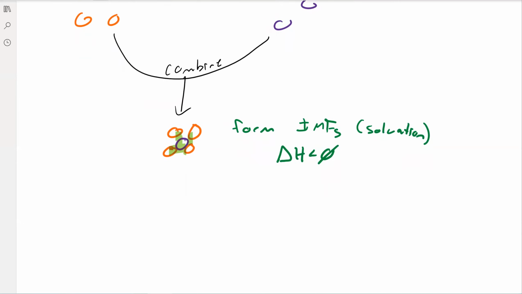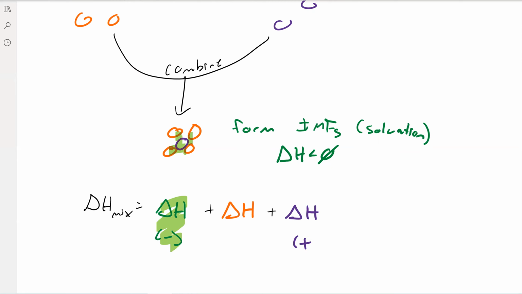And so if we think about the total delta H's, the green delta H is going to be negative, right? An exothermic process forming these solute-solvent intermolecular forces. And then the other delta H is breaking the solvent-solvent intermolecular forces and breaking the solute-solute intermolecular forces. Those will both require energy.